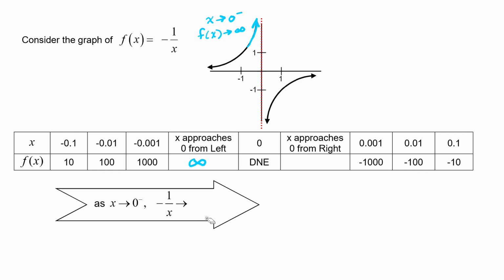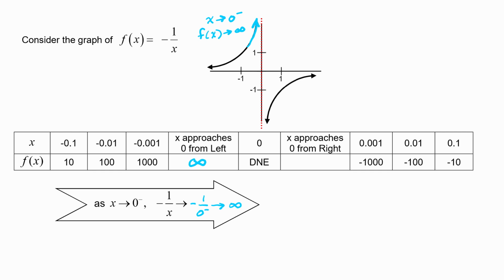So we can fill that in on the chart. And then that means here, as x approaches 0 from the left, negative 1 over x is going to negative 1 over 0 minus, which we've just discovered means it goes to positive infinity.